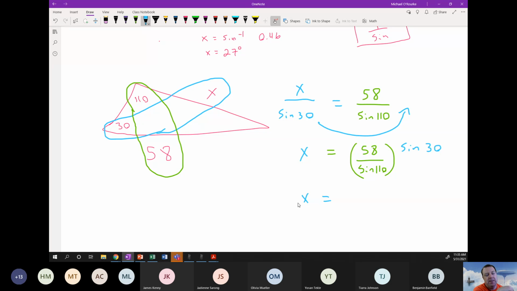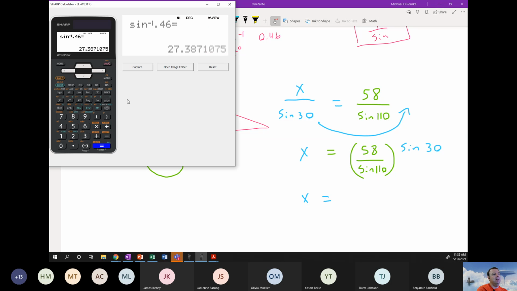I know the people who had Zani. Zani always likes to do cross multiplication here, but I'm not into that. So 58 divided by sine 110 times sine 30. 31, let's say. 30.9.